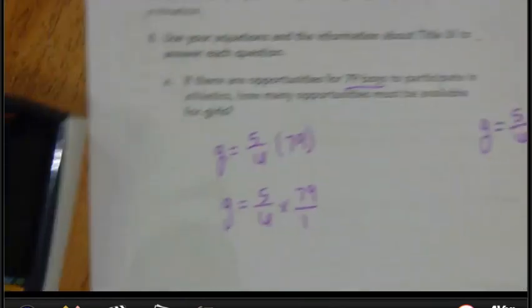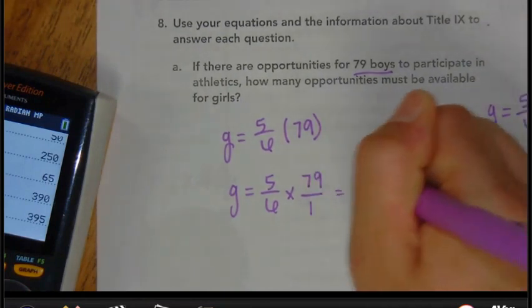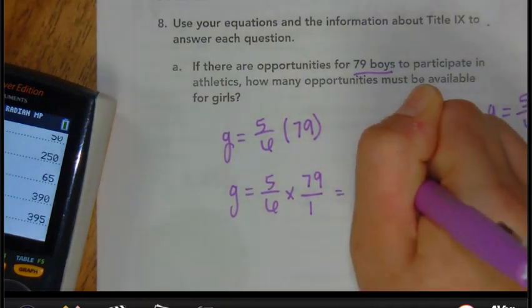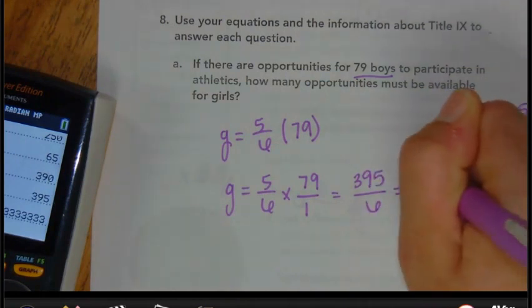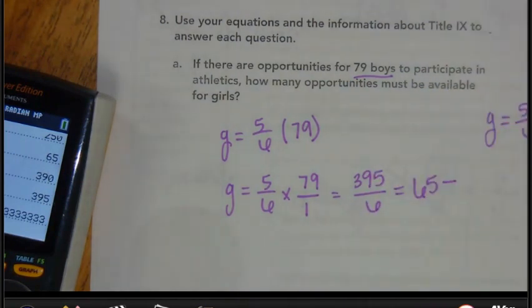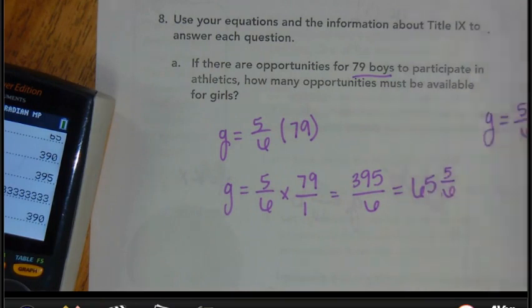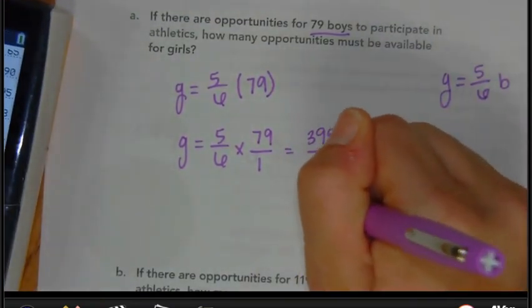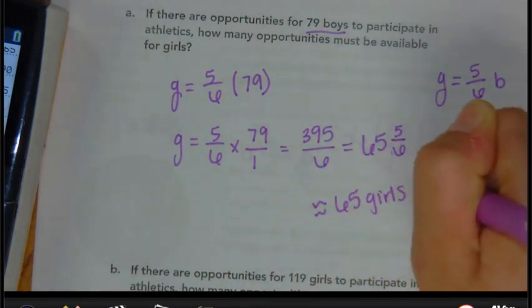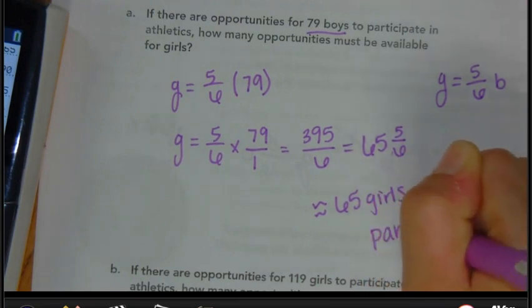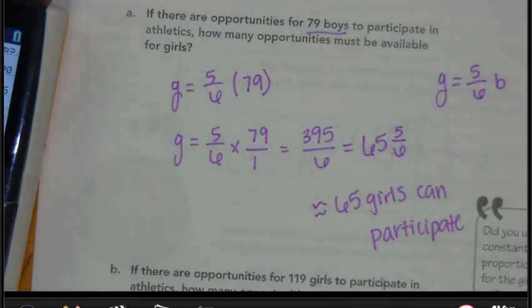All right, get my handy dandy calculator. 5 times 79 is 395 over 6. And I'm going to take 395 and see how many times 6 can go into 395 to get 65. So roughly 65 girls can participate. Just think, we can't have half of a girl. So roughly 65 girls can participate.